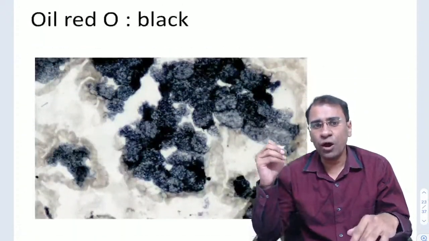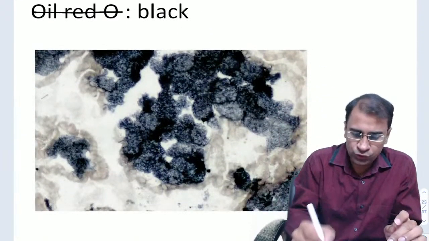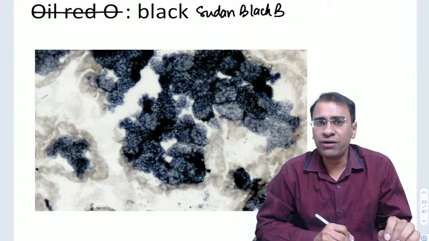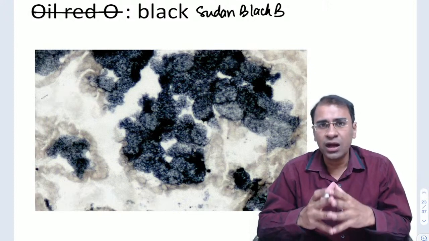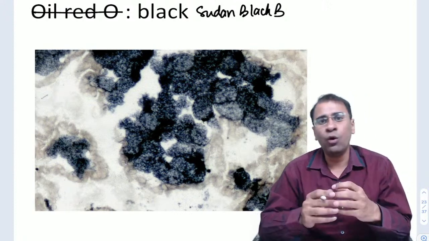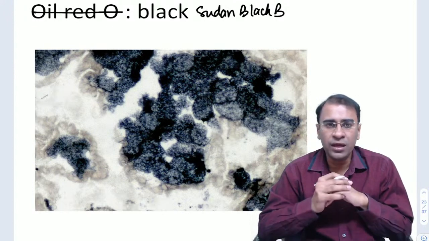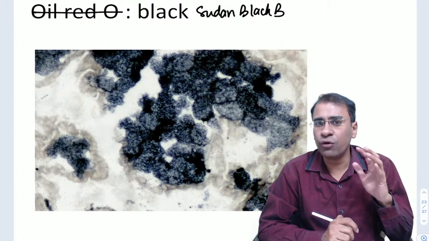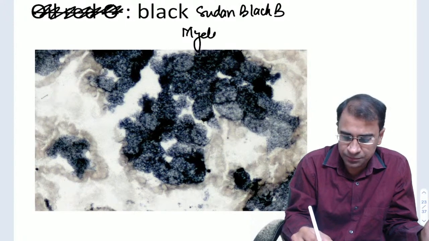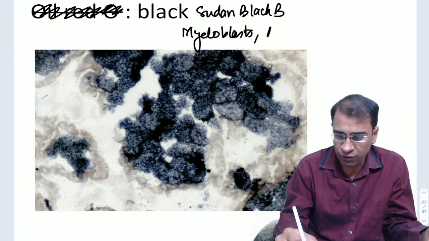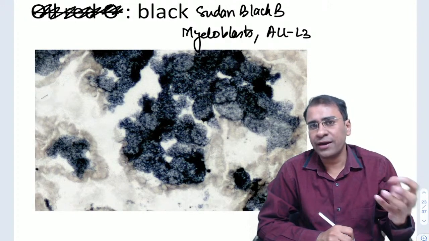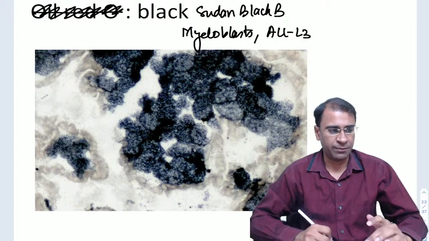Now, the Sudan black B is often used for looking for a myeloblast or ALL3, and can also be used for looking for the lipid which is seen in a tissue which is fixed. Okay. But the basic use, again I'm saying not oil red O, the Sudan black B basically is used for looking for myeloblasts. It can also be used for looking for the ALL3 morphology cells, which is often in Burkitt lymphomas. And don't forget, the lipid can also be stained by it.